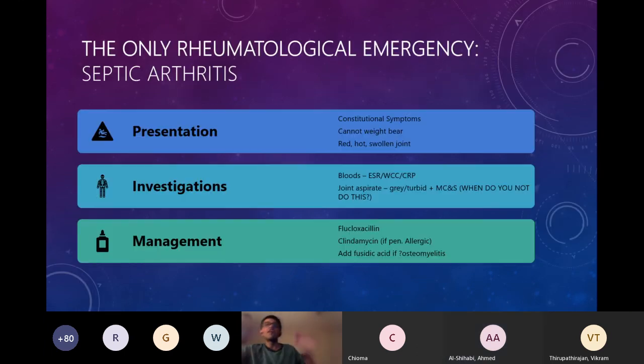So if you see a red hot swollen joint, the first thing you're going to think of is septic arthritis. Do not think of anything else until you've ruled this out. And this is really dangerous. You can end up without a joint within 24 hours, probably less. They'll have constitutional symptoms, they'll have this red hot swollen joint, and they won't be able to weight-bear. And you're going to send off your standard bloods. You're going to send off a joint aspirate. That's really important. Let me unmute Vikram again. Vikram, when do you not do a joint aspirate when you're suspecting septic arthritis?